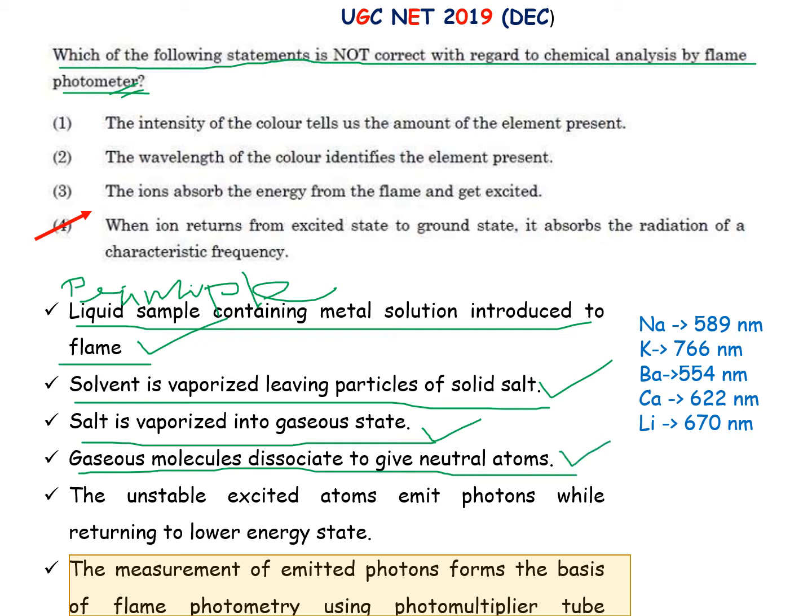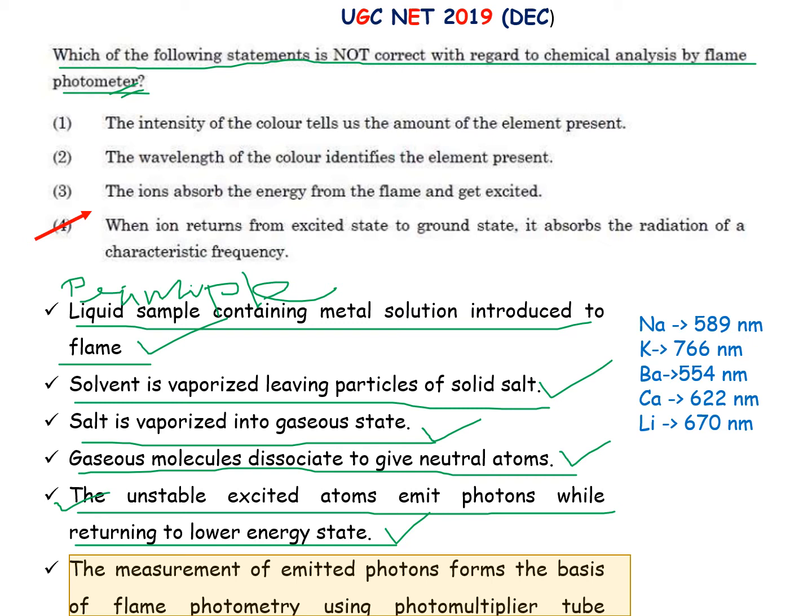Then unstable excited atoms emit a photon while returning to the lower energy state. This is the important statement you should remember. What does it tell? It tells that the excited electron in the gaseous molecules again goes to the ground state. Returning to the ground state, it emits some photon. That emitted photon is used to identify the characteristic frequency, and we get to know our element.